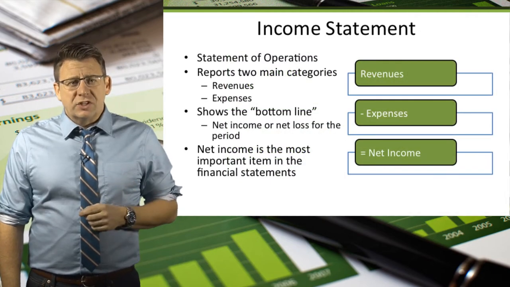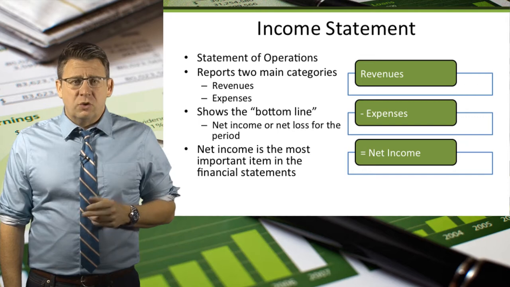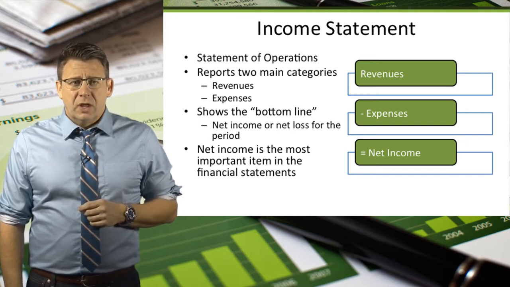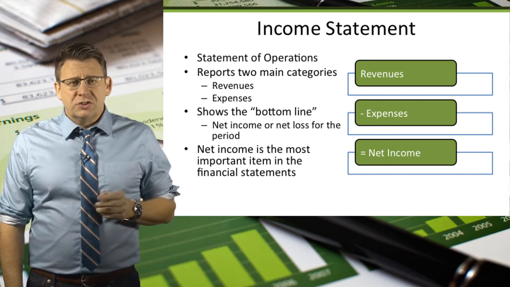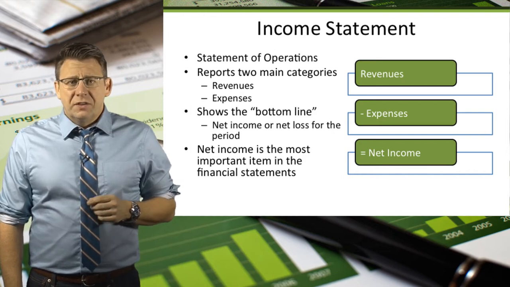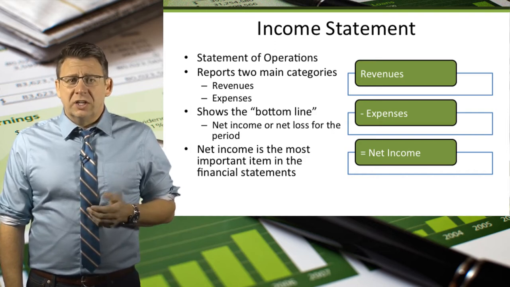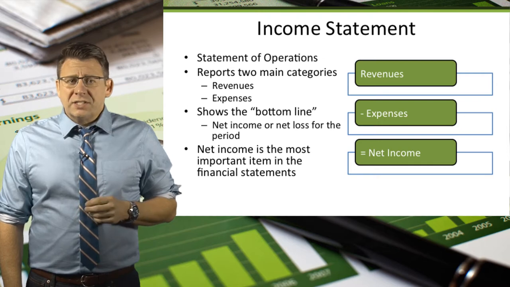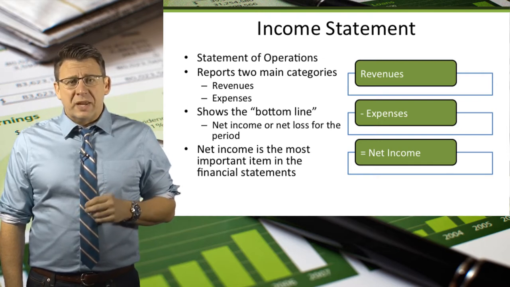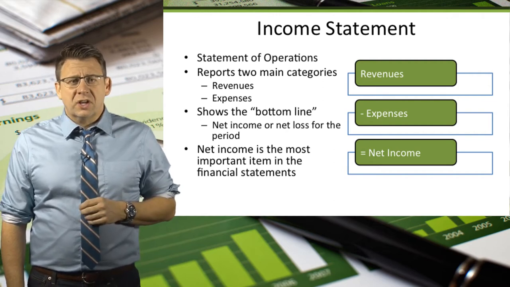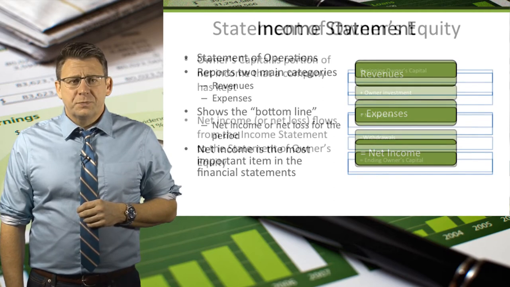The income statement, which is sometimes called the statement of operations or a P&L statement, reports how profitable a company is. On a simple income statement, there are just two categories of accounts: revenues and expenses. The difference between revenues and expenses is called net income. This occurs when a company has more revenues than expenses. Net loss occurs when a company has more expenses than revenues. Net income is one of the first things investors and creditors look at in the financial statements.